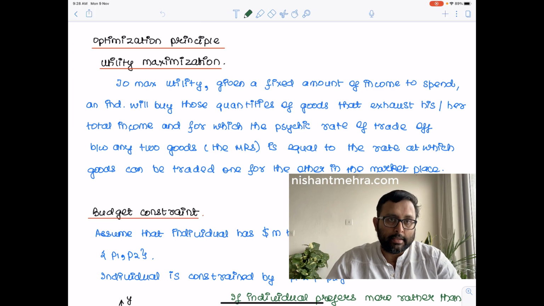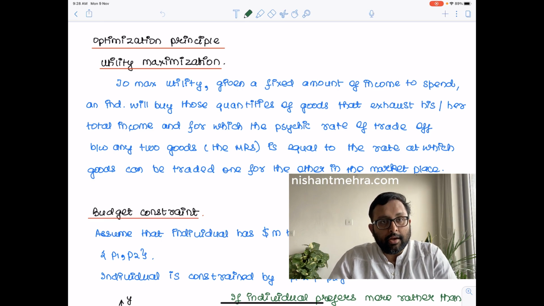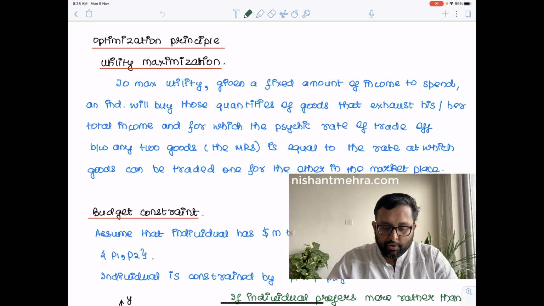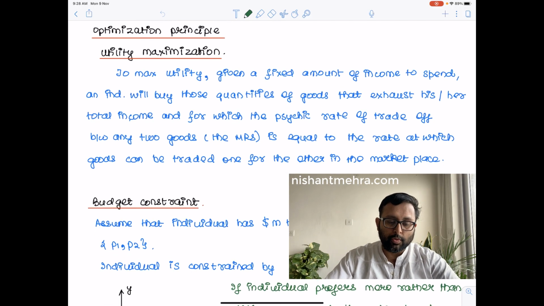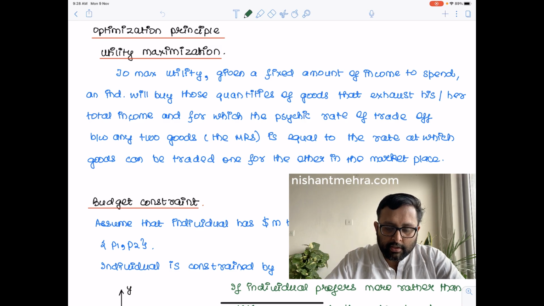That is what you and I think, that we would be willing to substitute good 1 for good 2 in this ratio, right? So we'll see that only when these two are equal will you be able to maximize the utility. So I've given you the idea here. Where exactly is the utility maximization going to occur? Well, you have a fixed amount of income and you'll be maximizing utility so that the MRS is equal to the price ratio.